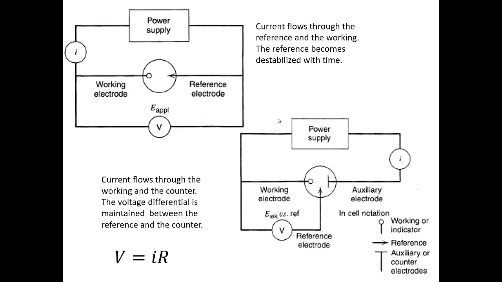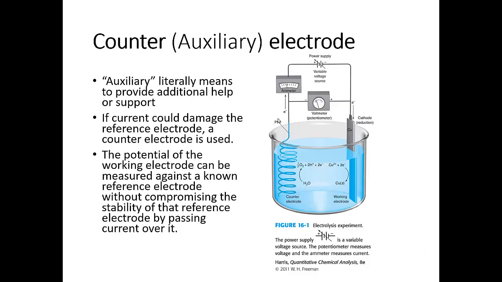Now the current can flow through the working and the counter electrode predominantly. You just have minimal current flowing through the reference, and that makes it so that the voltage differential can still be maintained between the reference and the counter and the reference and the working electrode, but the majority of the current can pass through the auxiliary, thus protecting your reference from degradation. The whole idea is that this third electrode's whole job is to prevent the reference electrode from getting damaged, so it makes things more stable with time.